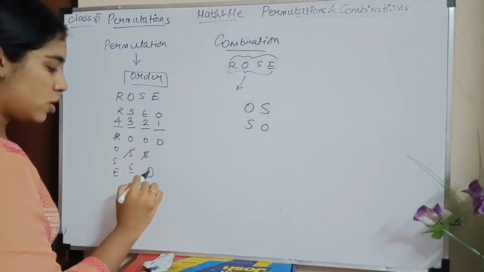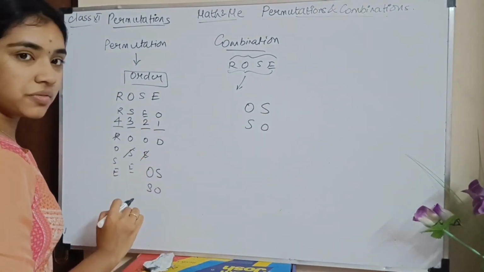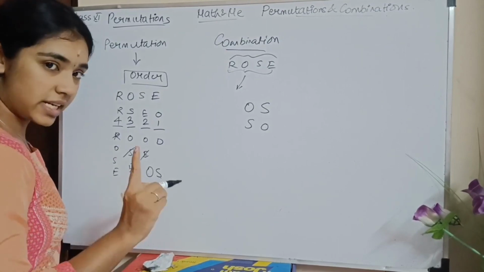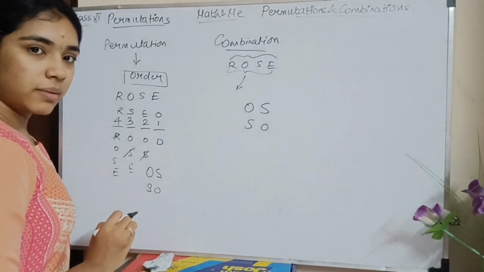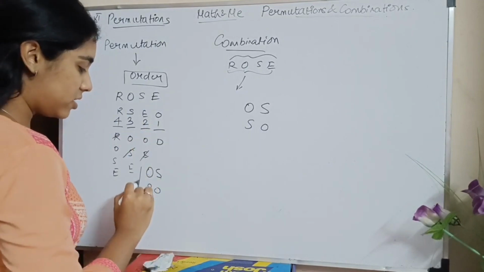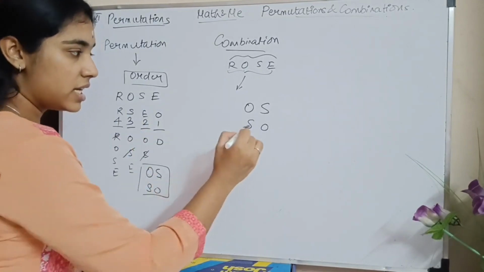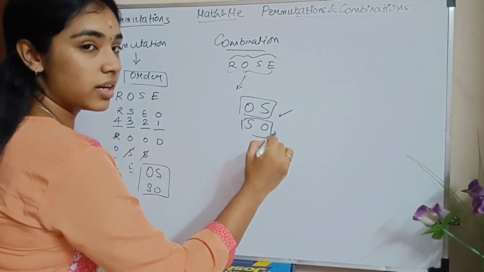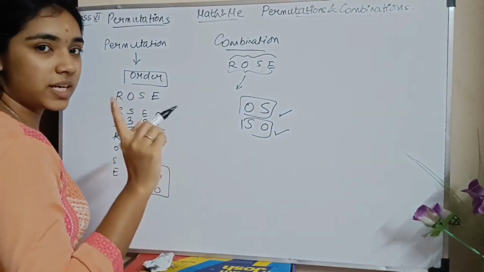But in permutation, OS is different and SO is different, because in one the first letter is O and the second is S, and in the other the first letter is S and the second letter is O. Basically, you have to understand that here the order matters, here the order does not matter. Writing either OS or SO is enough. Okay, so that is combination.